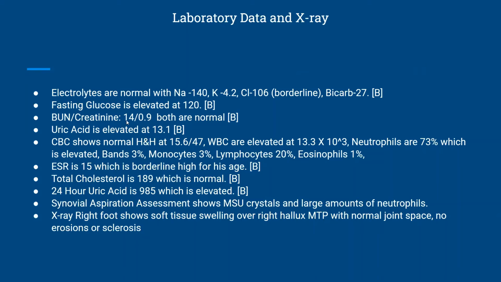Kidneys are good right now. So BUN and creatinine, 14 and 0.9. Both of those are within the normal range and fairly well within the normal range. So I'm not worried about his kidneys. Uric acid is elevated at 13.1, so super high. If 7 is worrying and 6 is what we're looking for if we're treating somebody, 13 is up there. So a little bit of worry there.